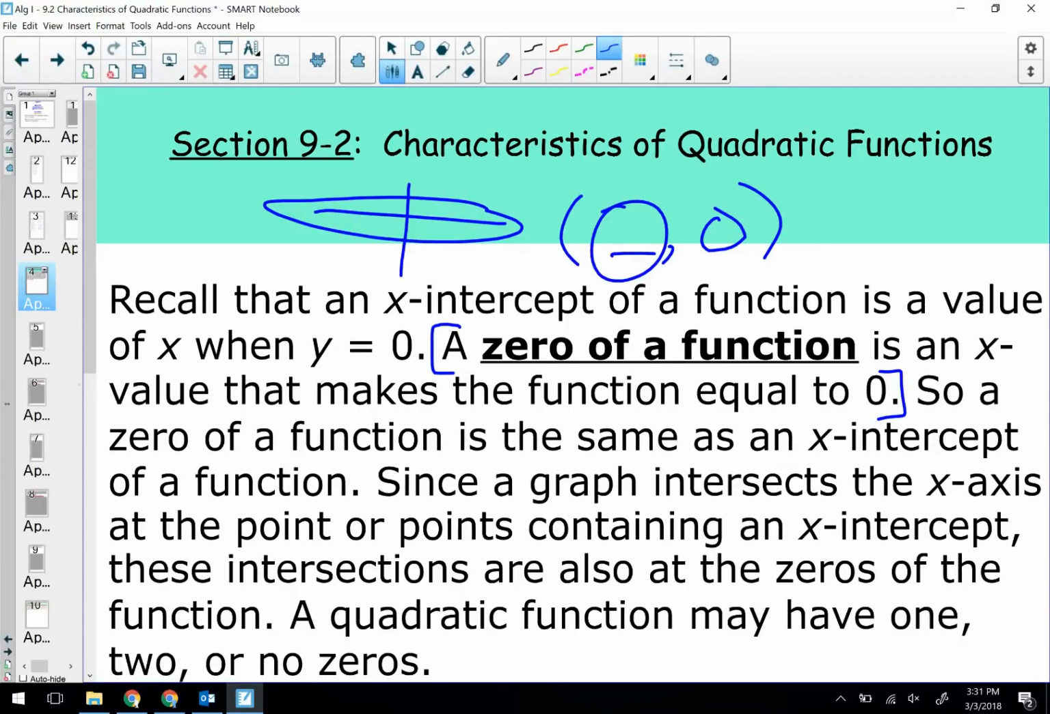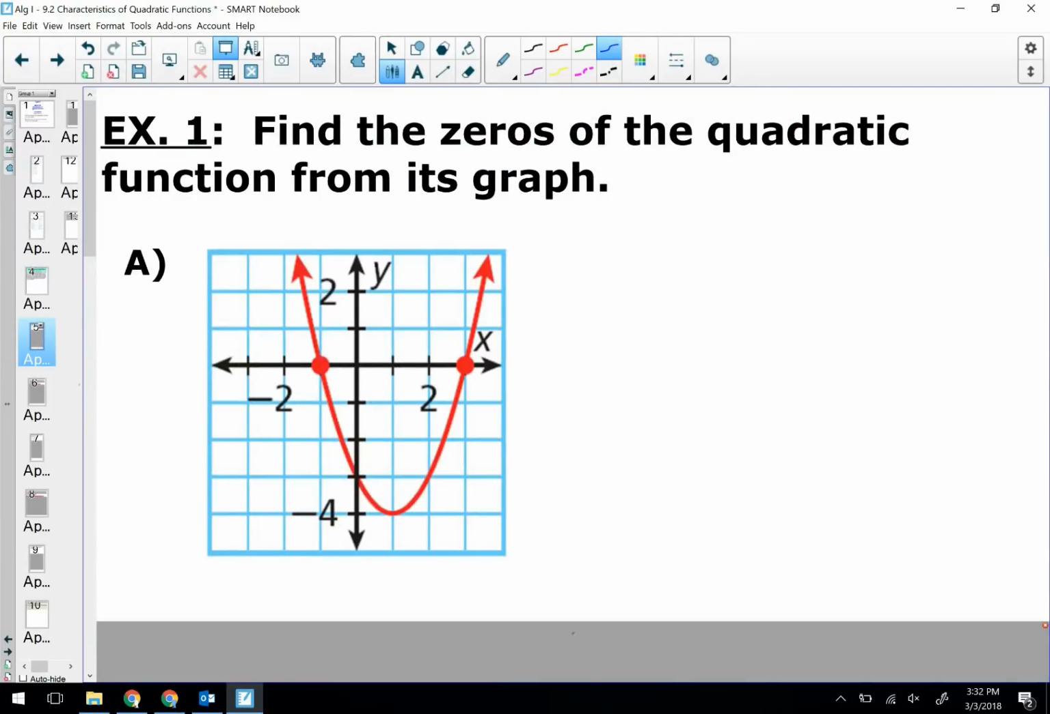Now, one other thing to point out, you might want to write this down too. A quadratic function may have 1, 2, or no zeros at all. And we'll talk about each type of those as we go along throughout this chapter. Again, pause wherever you need to, and then play when you can.